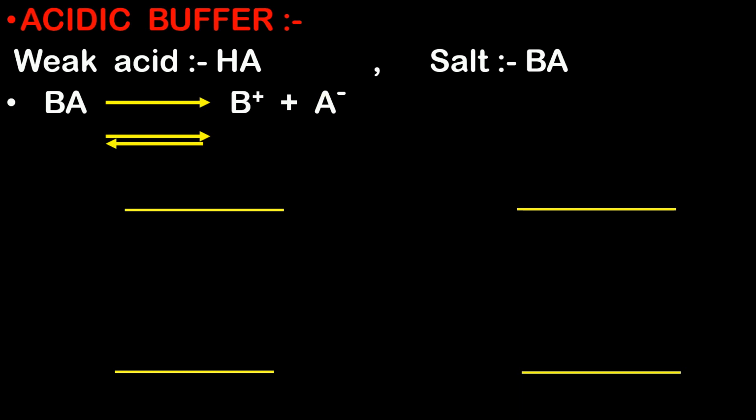Whereas in the case of a weak acid, what is going to happen? It is going to get partially dissociated into ions. Why? Because a weak acid is a weak electrolyte and only a small quantity is going to get dissociated. For example, let's say out of 100 moles, only 2 to 3 moles will get dissociated into ions, that is H plus and A minus.